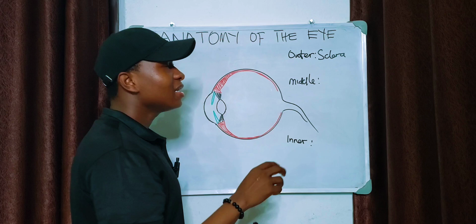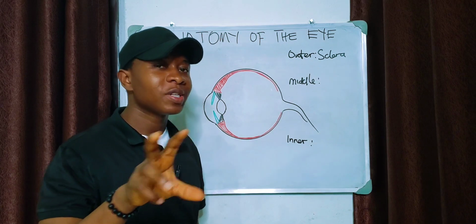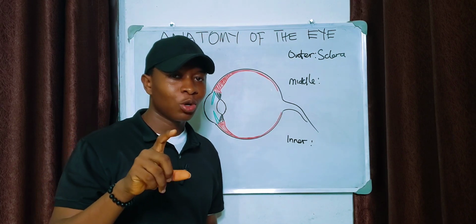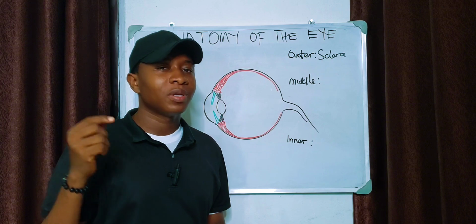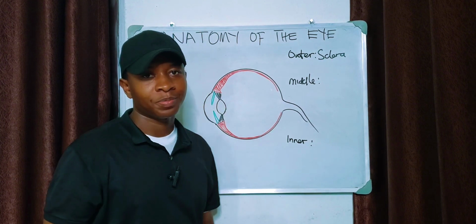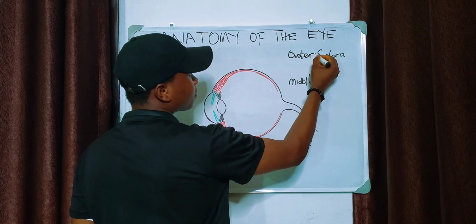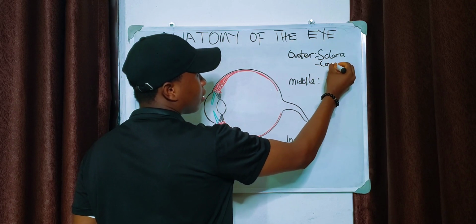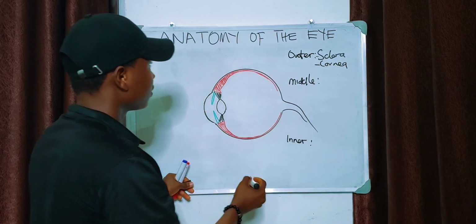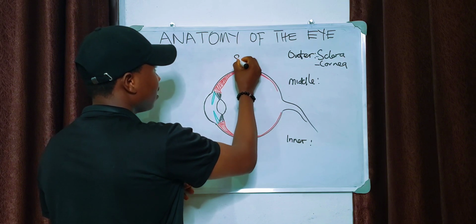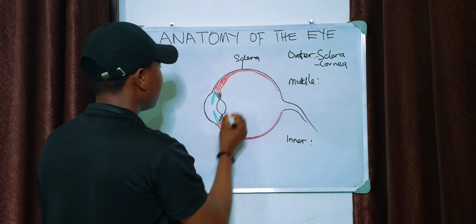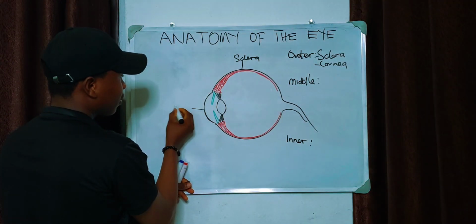Okay. Now, it is opaque in nature. That means it is not transparent. That means the light cannot actually pass through the sclera. And the second part of the outer eye is called the cornea. So let's label that. This is the sclera. And this is the cornea.